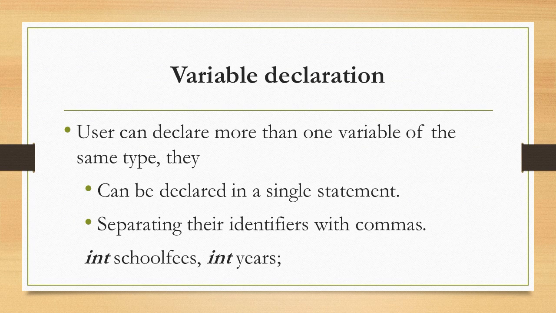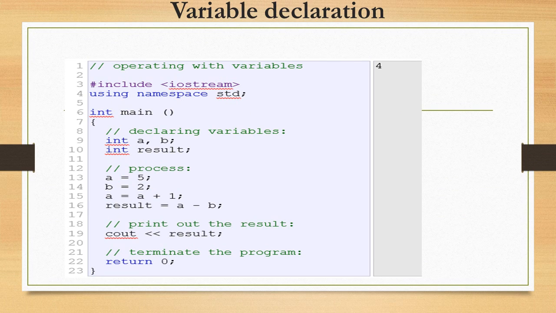Okay. Still on variable declaration, a user can declare more than one variable of the same type. They can be declared in a single statement, separating their identifiers with commas. For example, int school fees, years. They all have the same data type. What we need to do is just separate them with a comma. That's all.